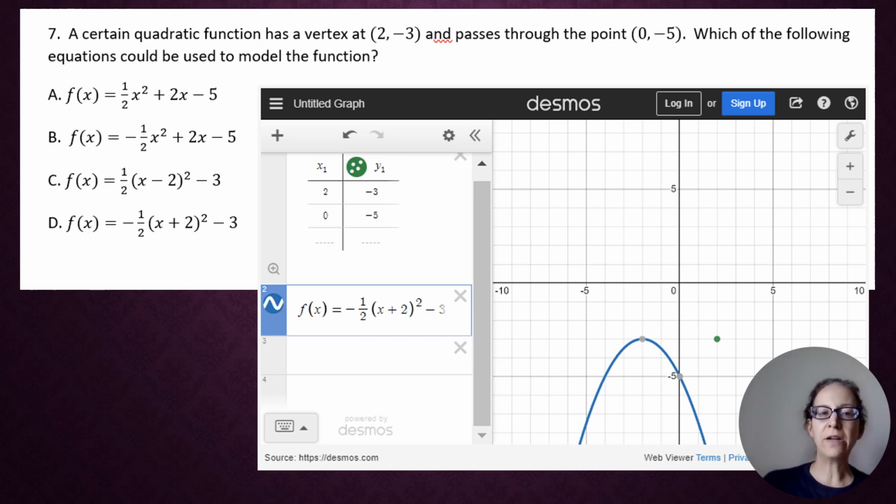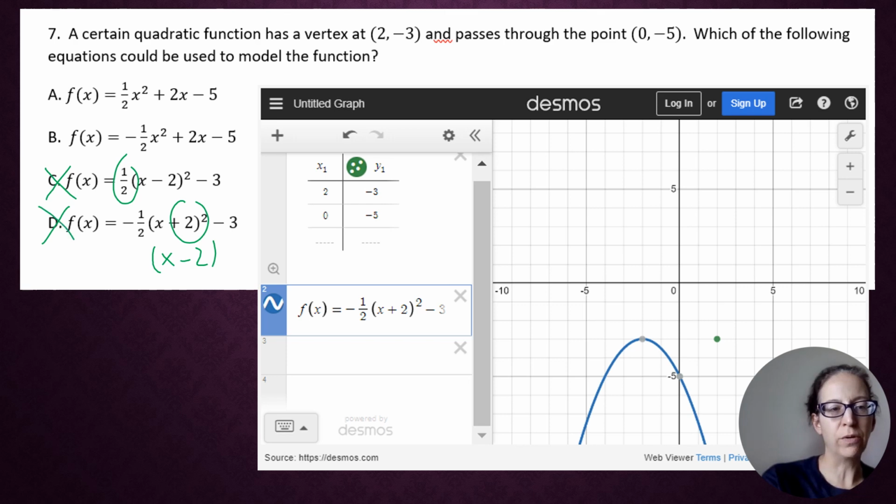So C and D are the ones that are in vertex form. So if you're like, I don't remember what vertex form is, how am I supposed to remember that? Look at C and D. C and D are in vertex form. So I can eliminate answer choice C because this number, the a value, is not the right number. And then it says my h value is 2, which means that I should have x minus 2 because it's x minus h. So that's going to eliminate that.